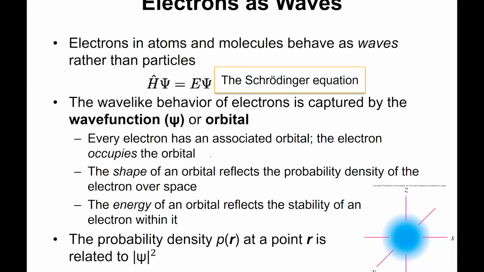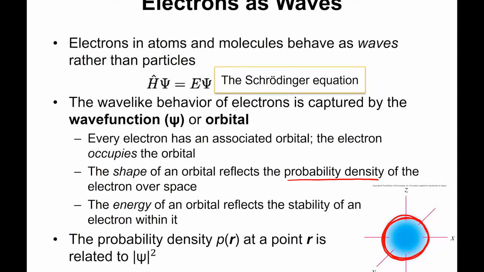The shape of the orbital is a reflection of the probability density of the electron over space. What that means is just the shape that we give it. For example, down here, this circular shape, this is the area of probability that that electron will exist in. So this is the area that it is most likely to exist in, with some areas being more likely, more dense, and other areas being less dense.